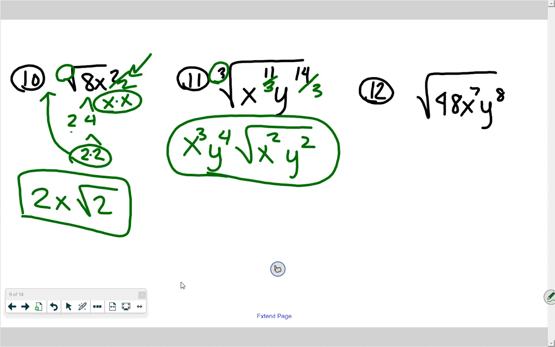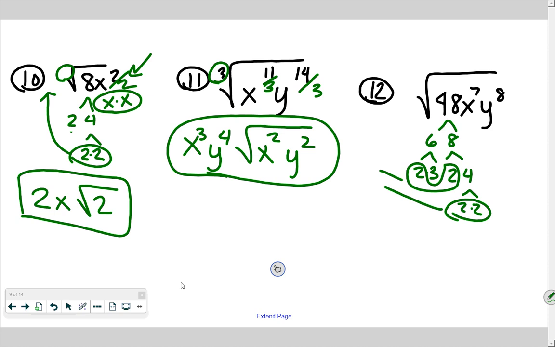Okay, breaking down 48. Again, you can start anyway. You can start with 2 and 24. I'm going to do 6 and 8. 6 is 2 and 3. 8 is 2 and 4, and 4 is 2 and 2. Okay, so I'm looking for pairs. So I have a pair of 2's here and a pair of 2's here. So a 2 comes out, a 2 comes out, so that's going to make it 4 on the outside. But this guy was a prime number that was not taken out, so it's going to stay on the inside.